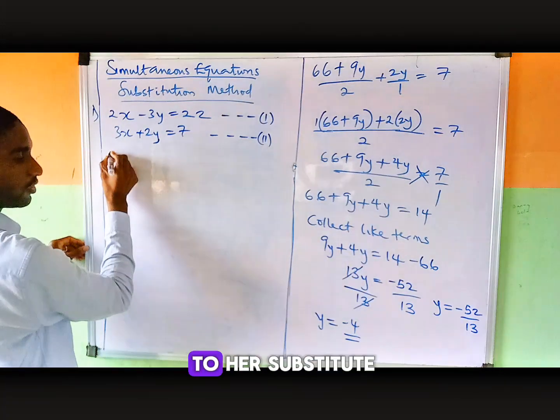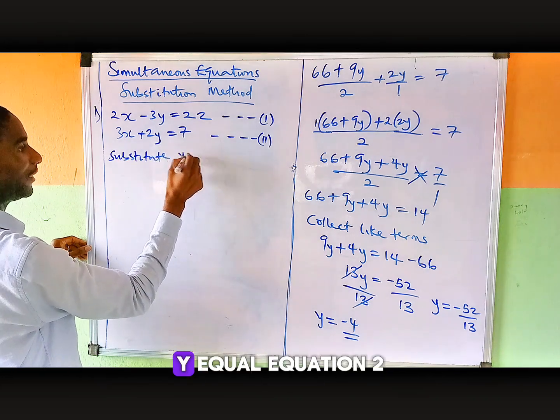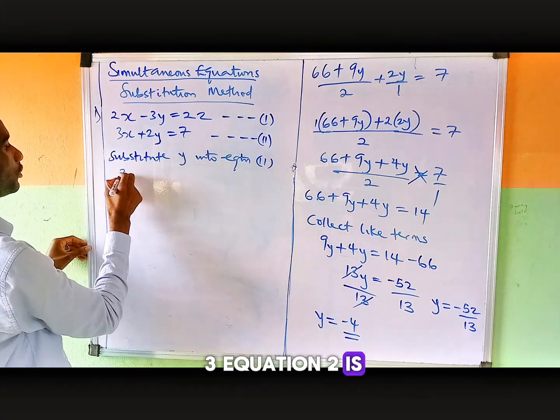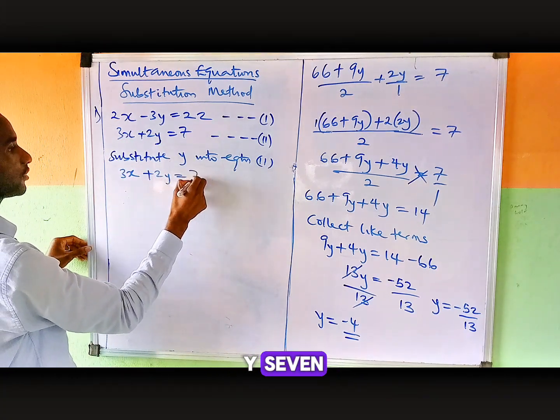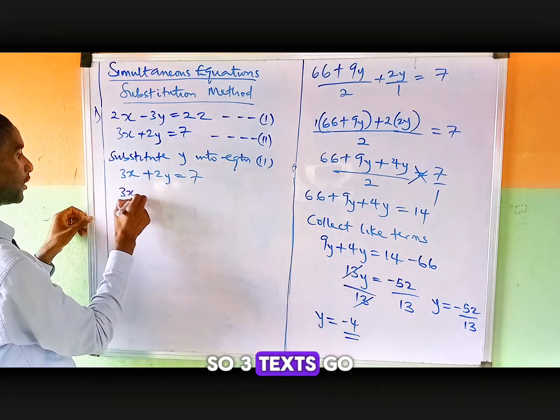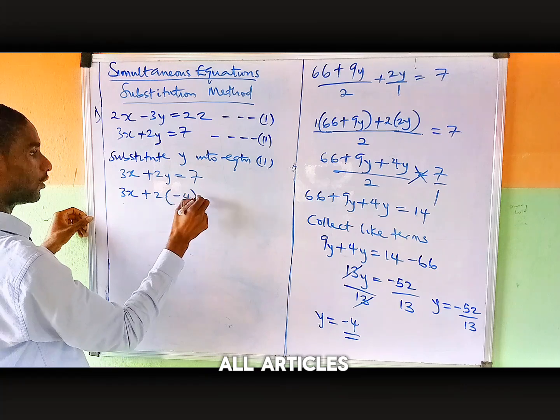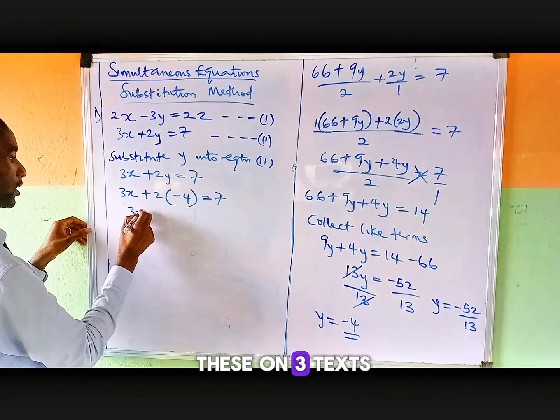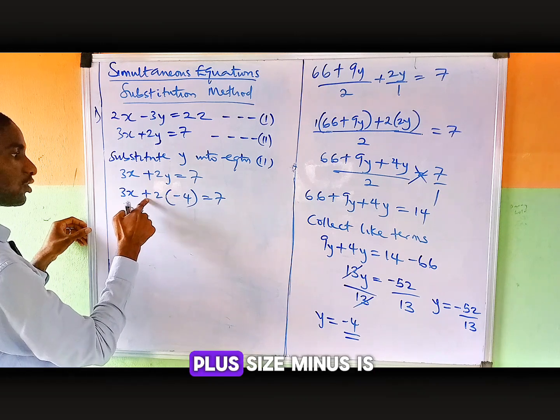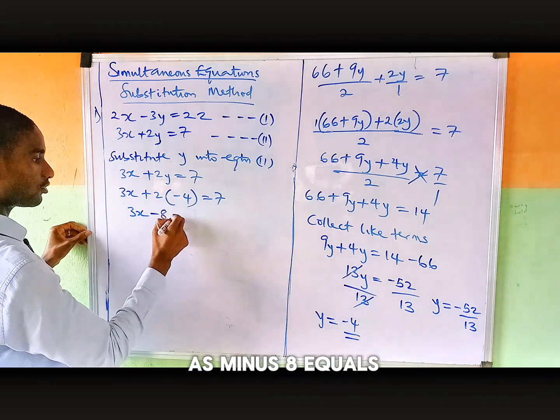So if you do that, you have substituted y into equation 2. So equation 2 is 3x plus 2y equals 7. Wherever you have y, you replace with minus 4. So you have 3x plus 2 into bracket minus 4, all equals 7. So let's open this up. 3x plus times minus. Now look at this. Plus times minus is minus. 2 times 4 is 8. That is minus 8 equals 7.